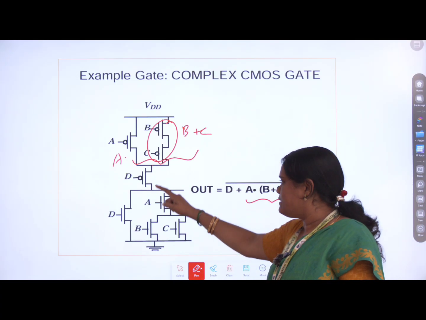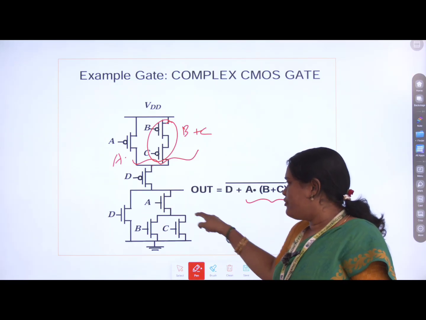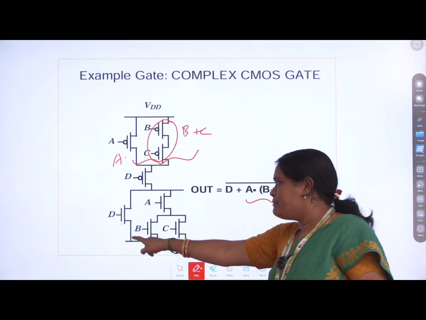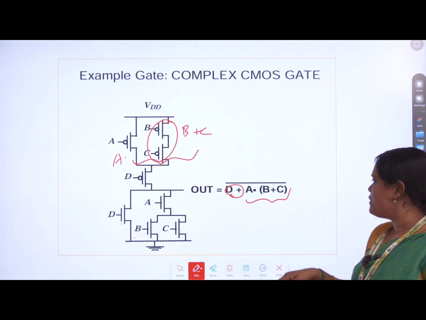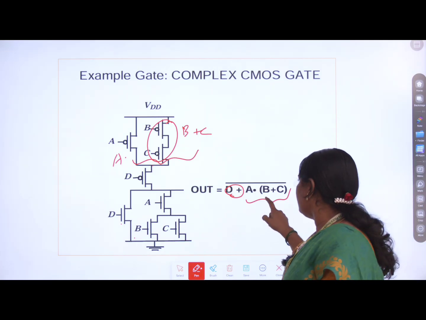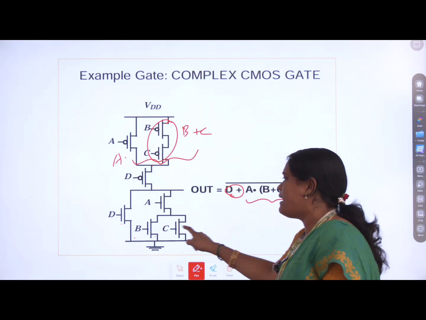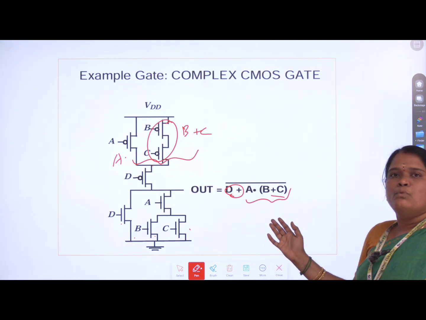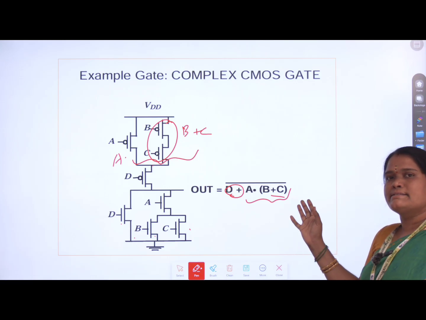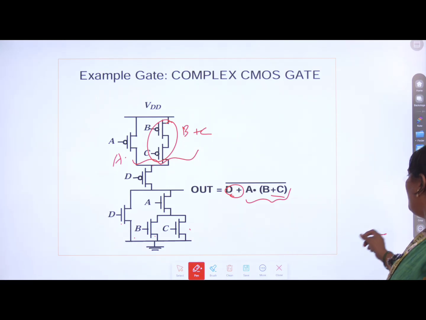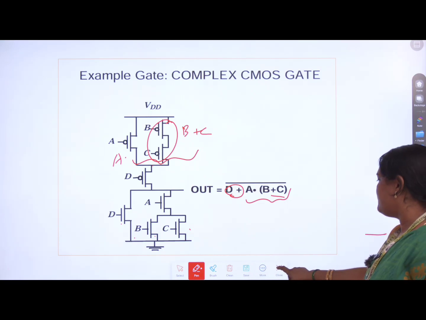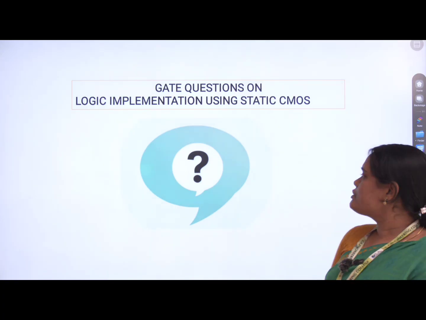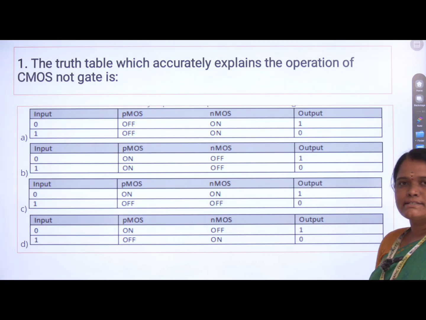Next, the reverse design, that is the complementary design of NMOS, is shown here. Yes, here D is connected in parallel because it is composed with plus logic, and A is connected in series. B plus C is connected in parallel because of plus and dot logic composition. So this is how we design any complex structure using CMOS. I hope you understand these concepts clearly. The next GATE questions are on logic implementation using static CMOS. We'll discuss them one by one.